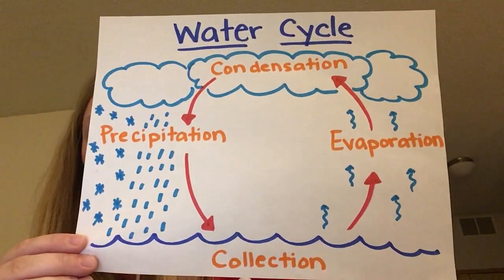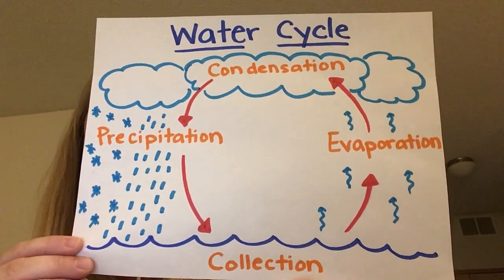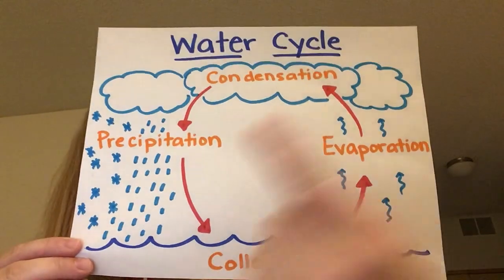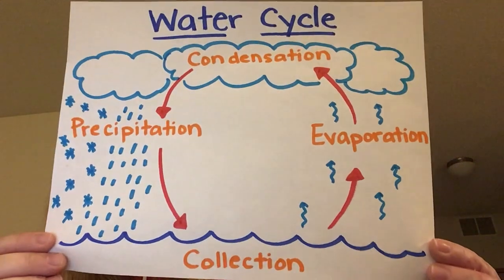precipitation. I'm recording this on Sunday, and right now we are having a lot of precipitation this weekend, a lot of rain. And we talked about how it's a circle. It keeps going around and around and around. That's what a cycle means.